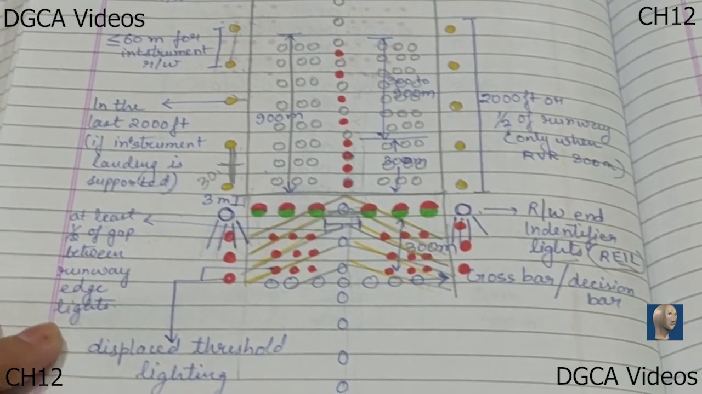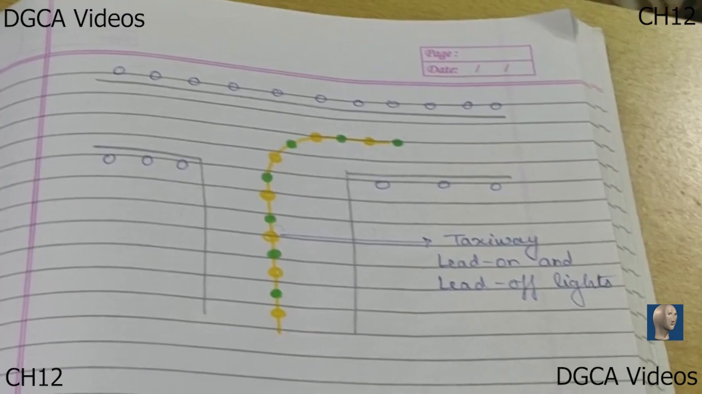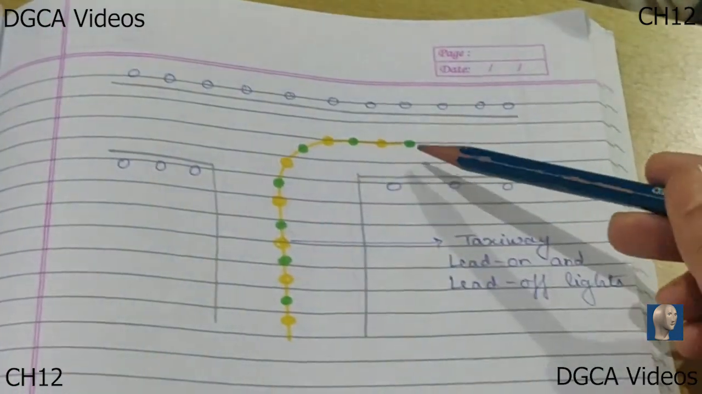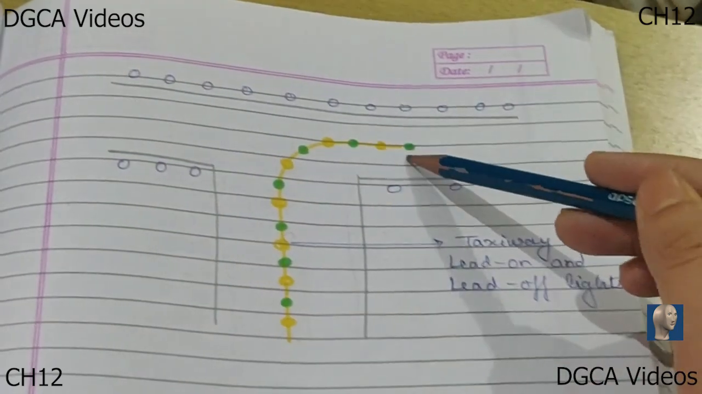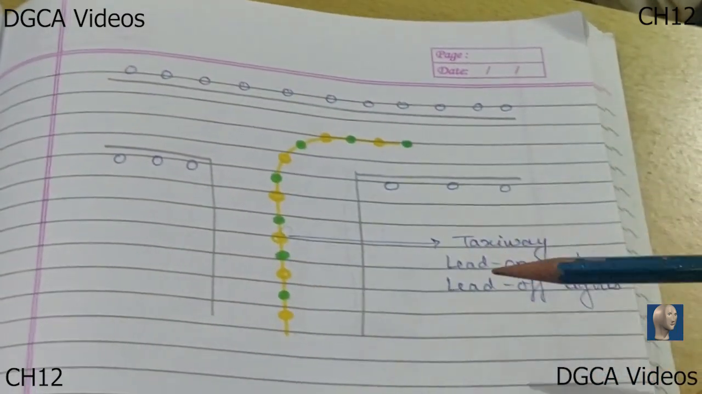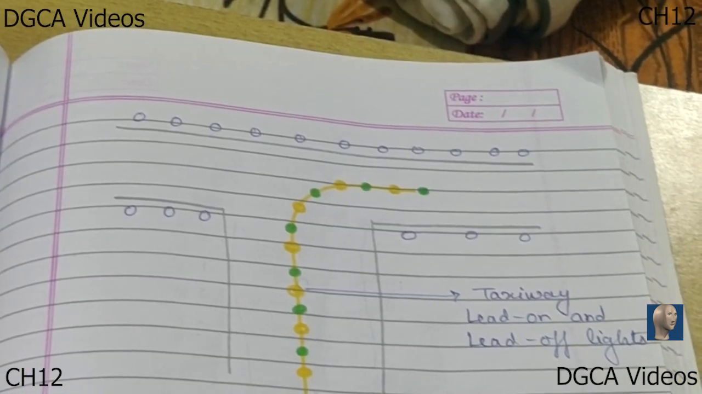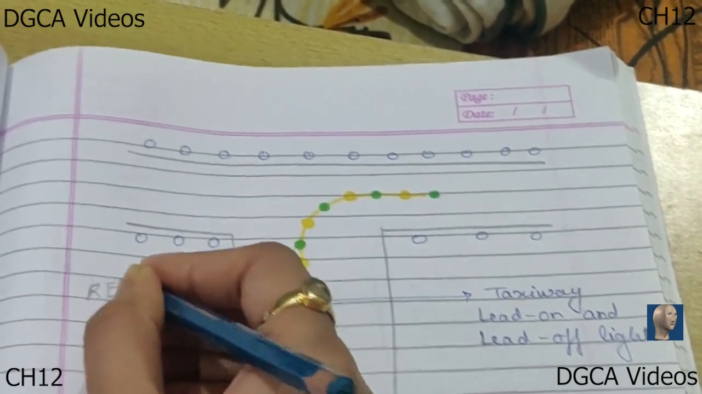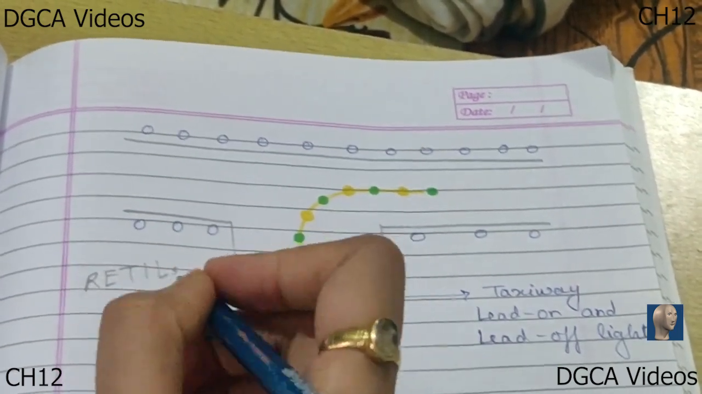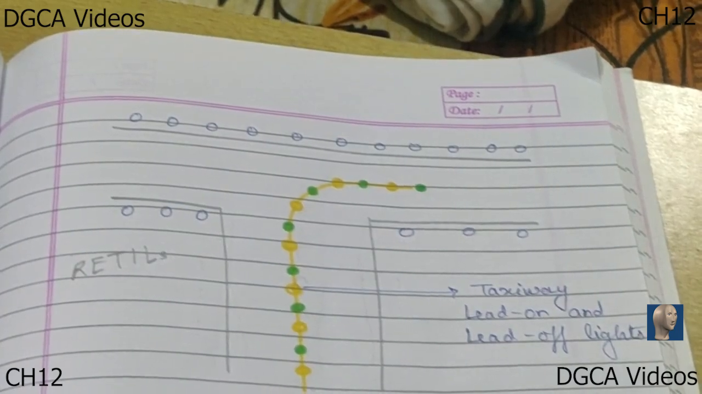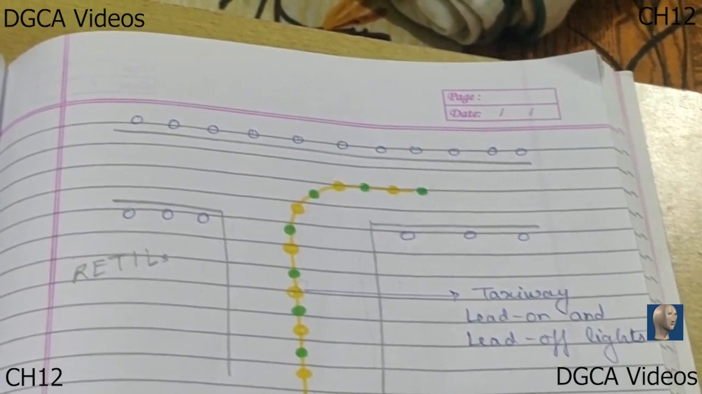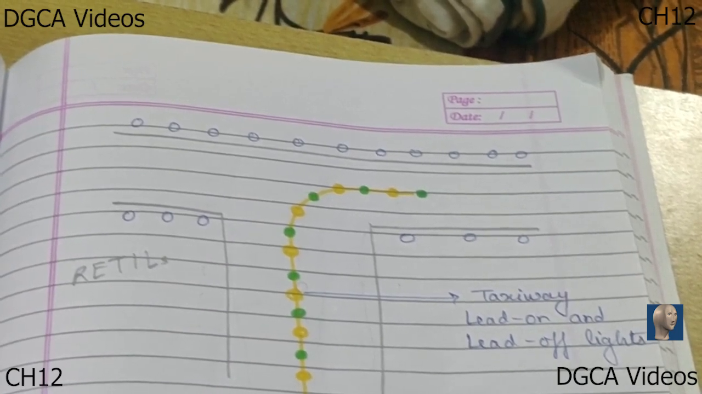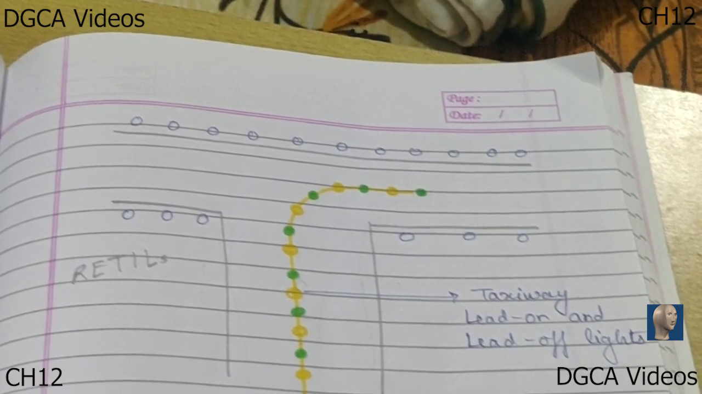Now only taxiway is left. Here comes the taxiway also. So this is the runway and this is a taxiway. Taxiway lead on and lead off lights are yellow and green colors alternatively. Also, one is the RETILS. I'll write it here. RETILS. So these are the rapid exit taxiway indicator lights. So what are these? They will be guiding on the distance to go to the nearest rapid taxiway.